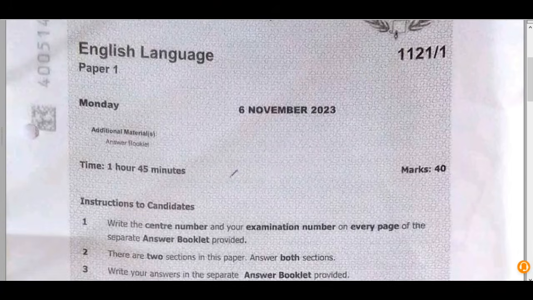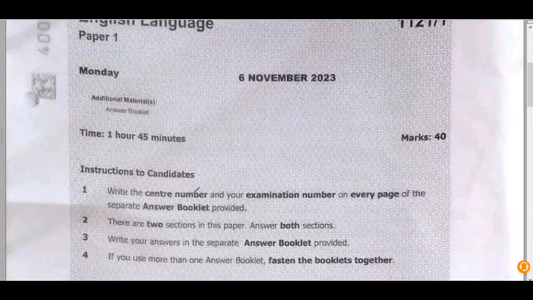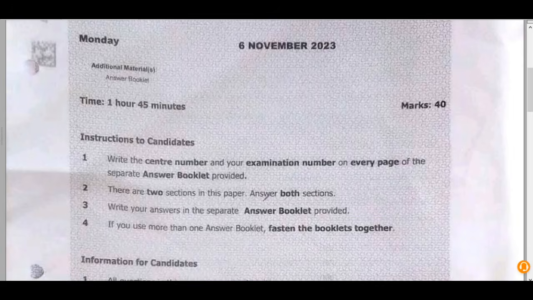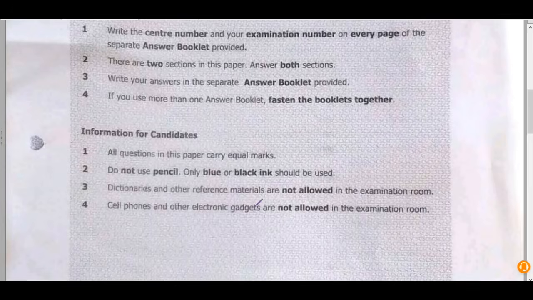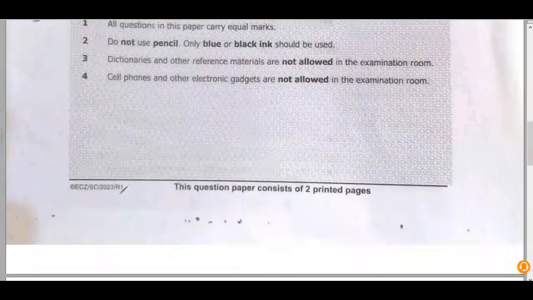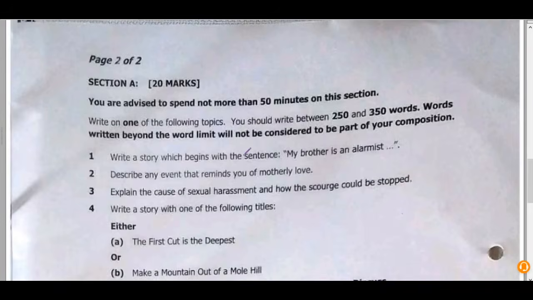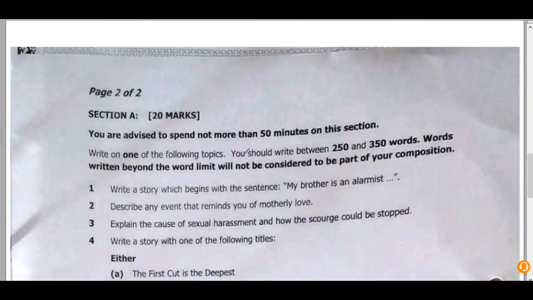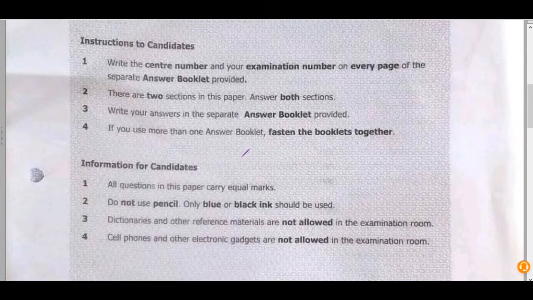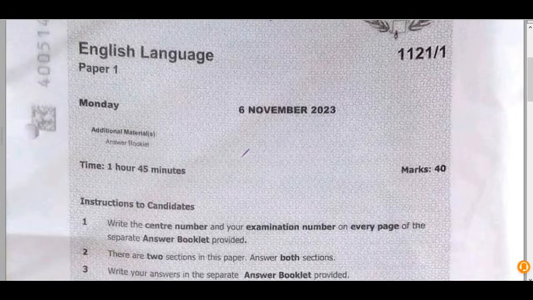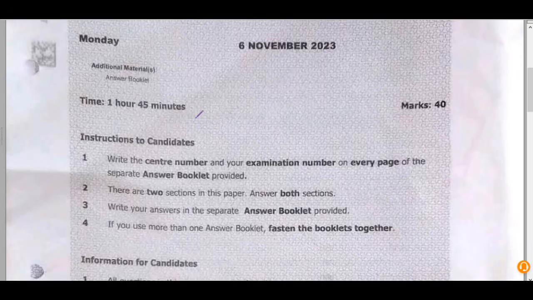The time allocated to you is 1 hour 45 minutes. So you've got 1 hour 45 minutes. We have two sections. You answer both sections. In section A, you write one of the topics that will be given to you, and in section B, you also answer one. So in total you have about 2 essays to write. So essay 1 and essay 2. So you have about 1 hour 45 minutes.